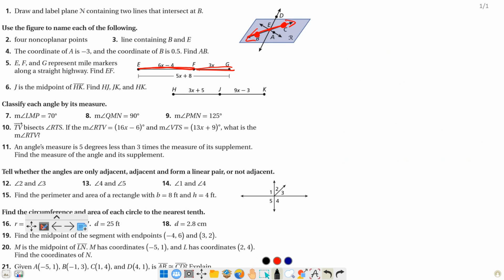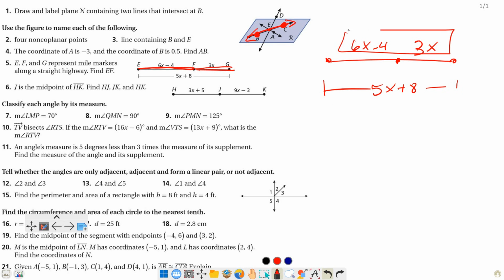So I'm going to use this same pattern here. And so how do we want you to do this on the test? Well, you write them out, right? So you have your info here. So you would say 6x minus 4 and 3x, and then 5x plus 8. And so then you're going to say these added together is equal to this. So 6x minus 4 plus 3x is equal to 5x minus 8.